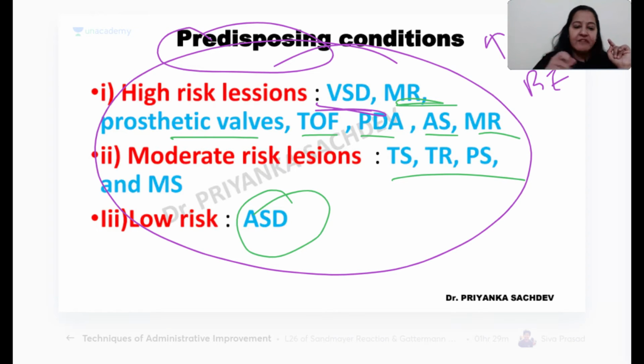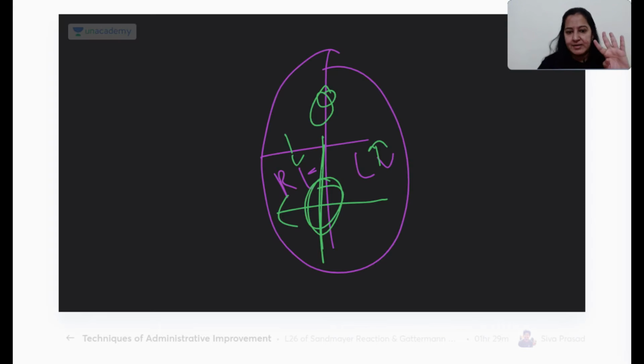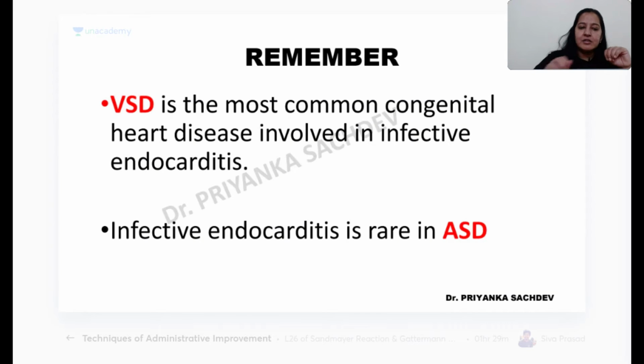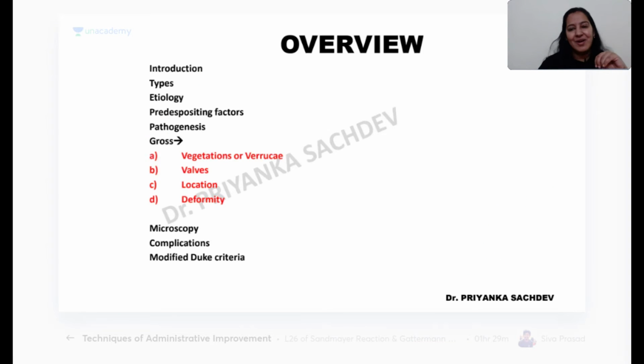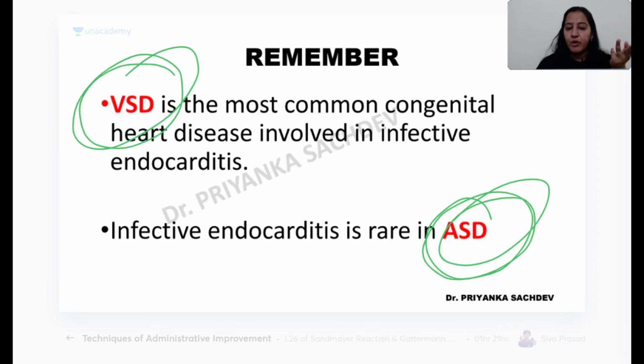So what is the lowest risk? If a person is having ASD, he is at the lowest risk. If a person is having VSD, he is having at the highest risk of having bacterial endocarditis. Take these for MCQs. So highest risk is VSD. Lowest risk is ASD. So learn this. If you can learn complete table, it is good. If you can't learn complete table, learn these two for MCQs. Highest risk is VSD, and lowest risk is ASD.